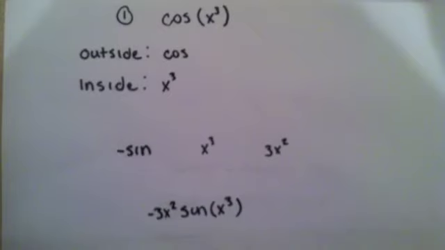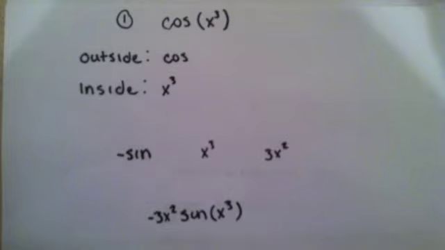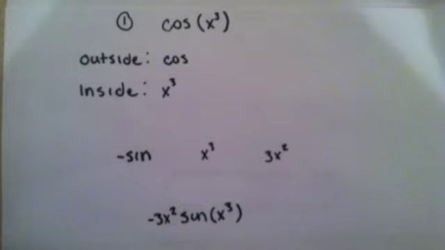Alright, we have our first example problem, cosine of x cubed. We have our outside function, which is cosine, and our inside function, which is x cubed. So we take the derivative of the outside, negative sine, recopy the inside, x cubed, and then take the derivative of what we recopied, which is 3x squared. Then we have our answer, negative 3x squared sine of x cubed. See? Easy. Did you get all that, Zoe?